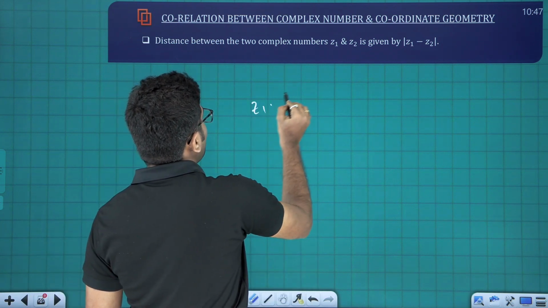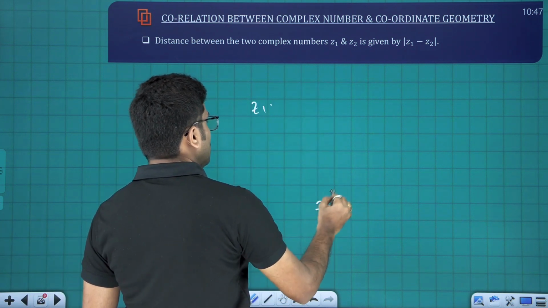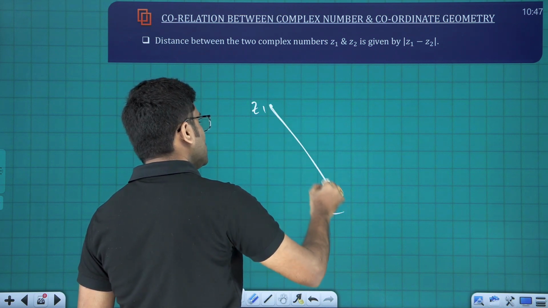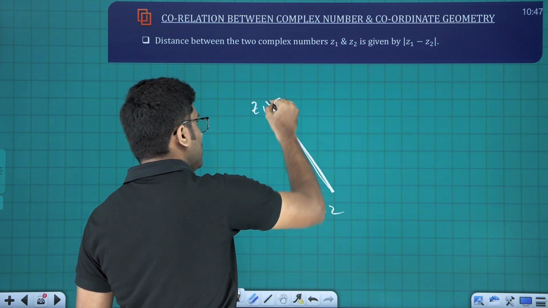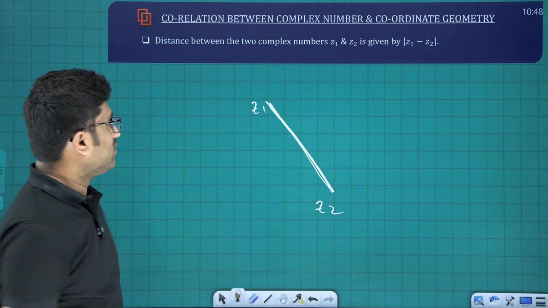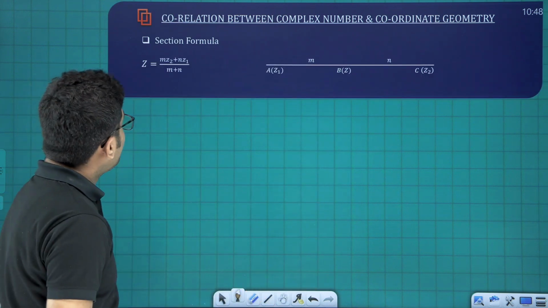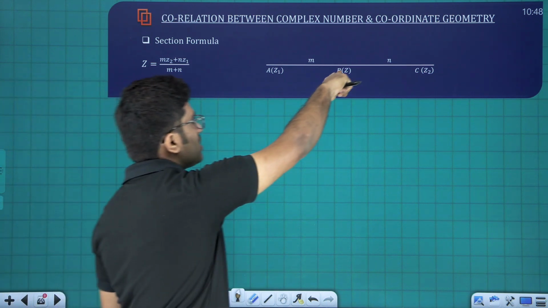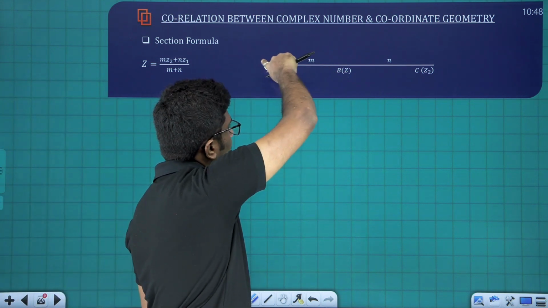Next, correlation between complex numbers and coordinate geometry. Z1 and Z2 are any two complex numbers. Then Z1 minus Z2 or Z2 minus Z1 represents the line segment as a complex number. Mod of this will be the distance from Z1 to Z2, that is, the length of the line segment joining Z1 and Z2.